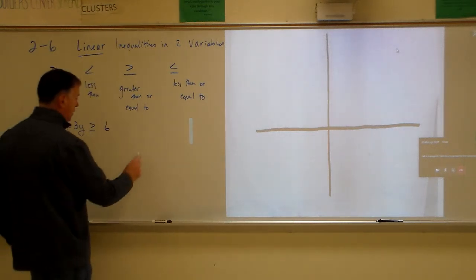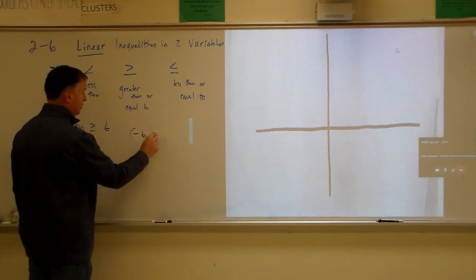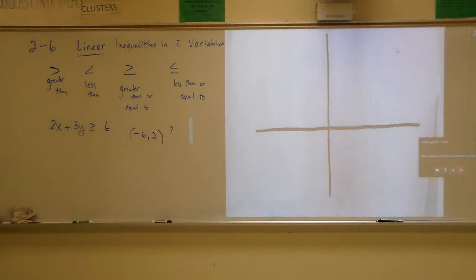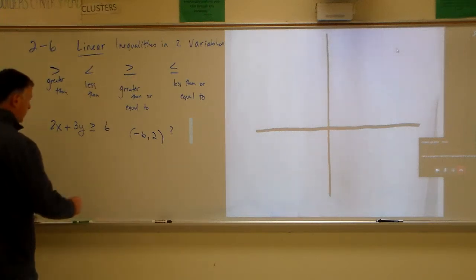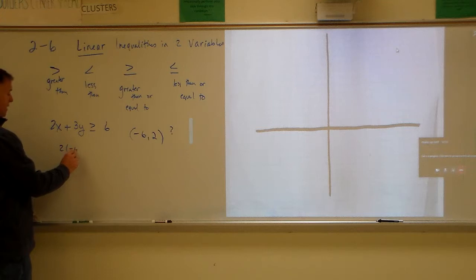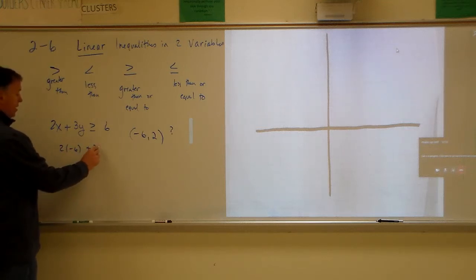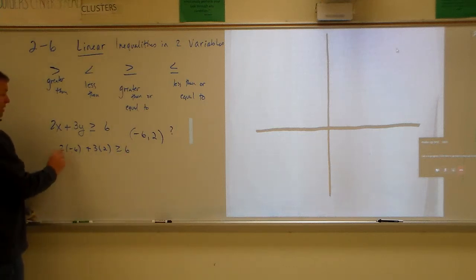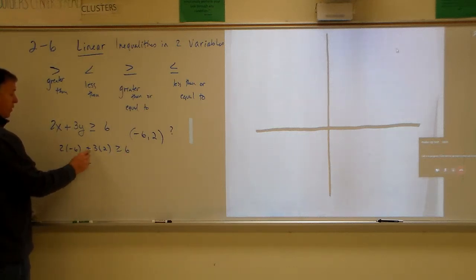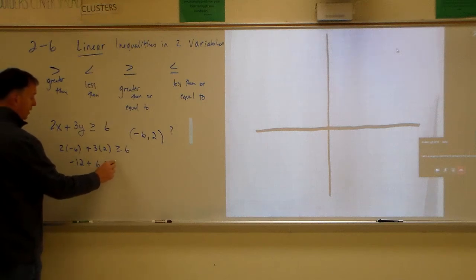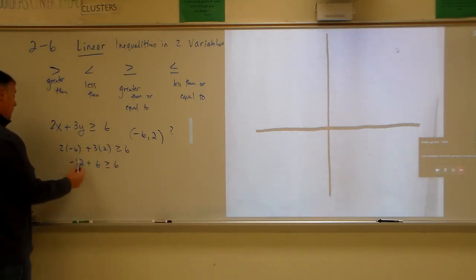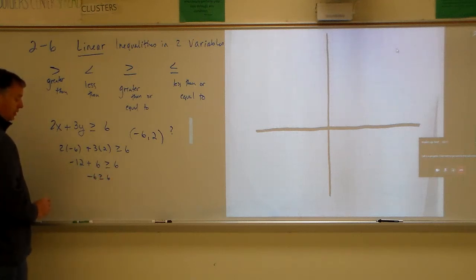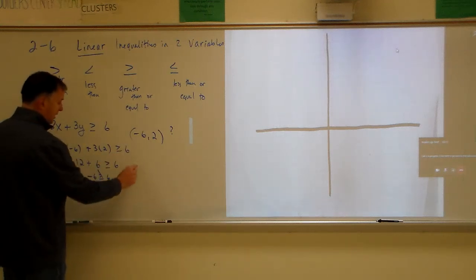Let's say they gave us another one. Negative 6, 2. Is that a solution? Well, like I said, the way that we do that is we plug it in. So I'm going to have 2 times negative 6 plus 3 times 2, and I want to know if that's greater than or equal to 6. 2 times negative 6 is negative 12. 3 times 2 is 6. Negative 12 plus 6 is negative 6. Is negative 6 greater than or equal to 6? No, it's not.